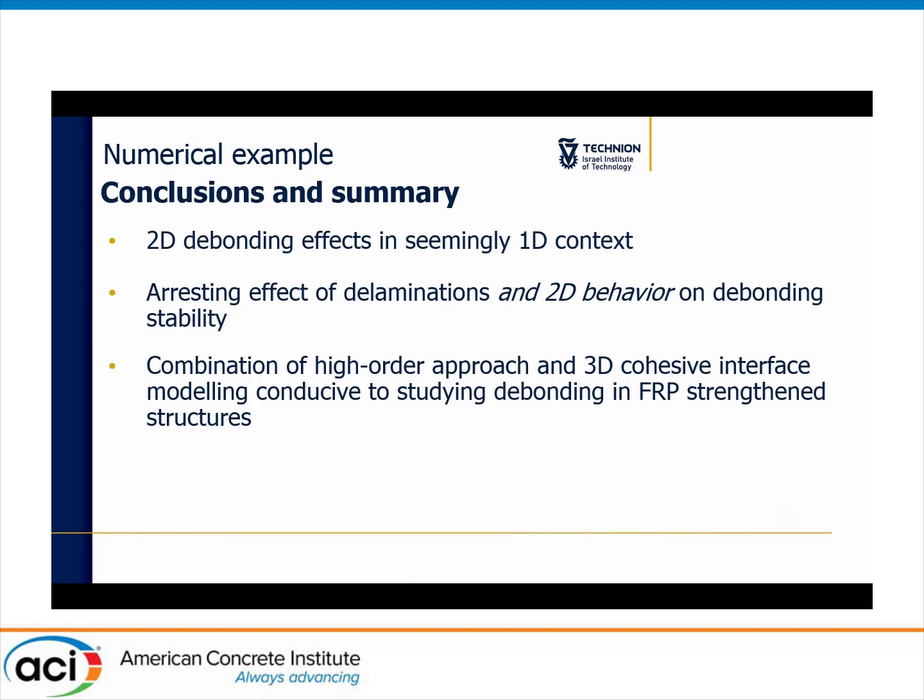To summarize, we have seen two-dimensional debonding effects involving the irregularity of the debonding front contour, even in a seemingly one-dimensional context of a narrow plate. We also see the arresting effect of the delaminations on the mechanism and the two-dimensional behavior stability. To obtain this, we combined the high-order approach for the soft adhesive layer and three-dimensional interface modeling, and we saw that it is conducive to capturing these two-dimensional effects.